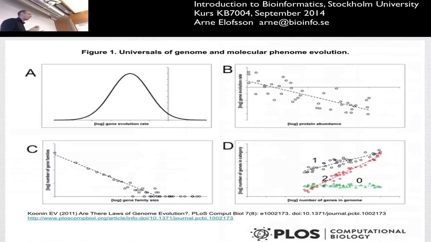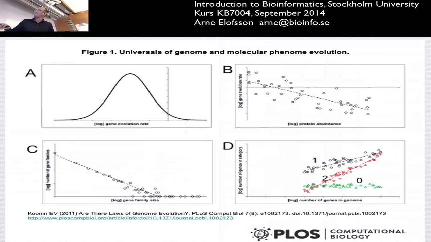So how many members do you have of a family? That's one of the reasons why we have more genes than yeast or bacteria, because we have some families that have expanded a lot. So if you plot the size of the family versus the number of gene families, how many families do you have of size 1, 2, 3, etc.